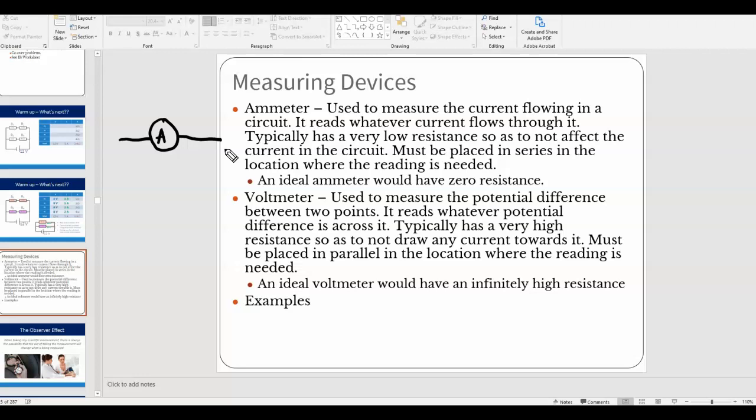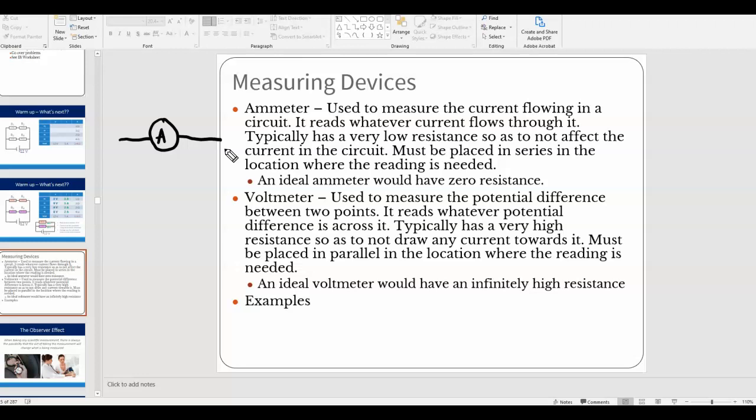The reason for that is because of what's called the observer effect. You don't want to make a measurement where making the measurement will affect what you're trying to measure. For example, if the ammeter has a high resistance, just putting that measuring device into the circuit is going to change the circuit itself. And there's no point in measuring something that's not going to be accurate because the measuring device itself is messing up the measurement. So in an ideal situation, an ammeter has zero resistance.